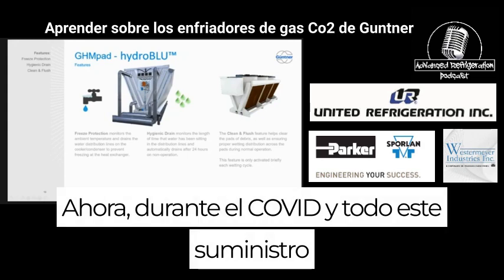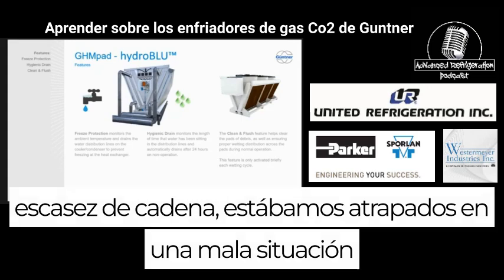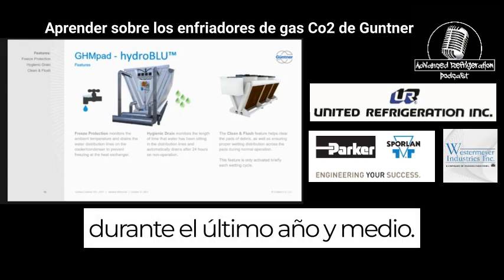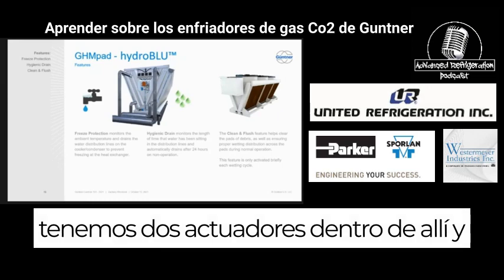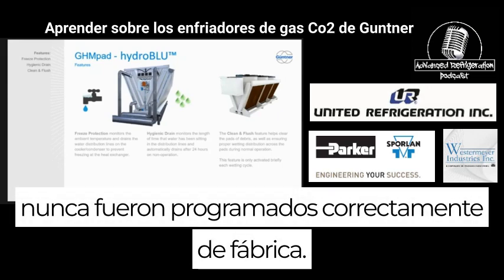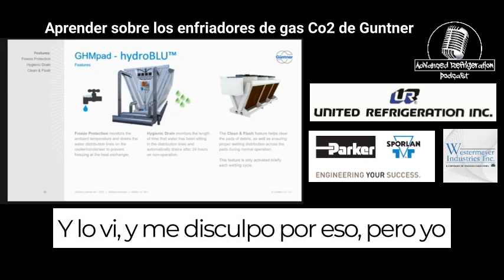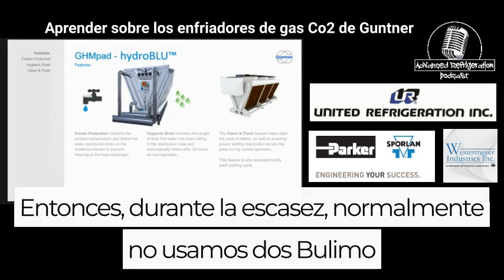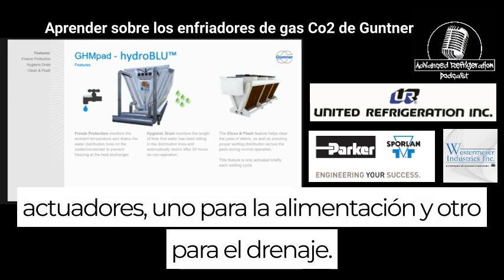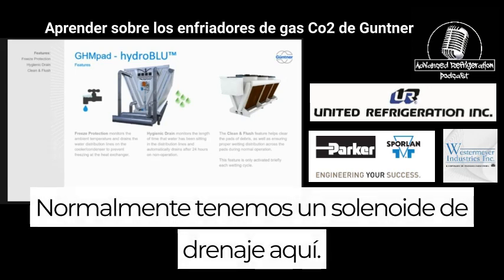Now, because of COVID and all of these supply chain shortages, we were stuck in a bad situation over the past year and a half. I think, Kevin, you brought this up, how we have two actuators inside of there and they were never programmed properly from the factory. I saw it and I apologize for that. But I just want to give you guys the backstory. During the shortage, normally we don't use two Belimo actuators, one for the feed and one for the drain. Normally we have a drain solenoid right here.